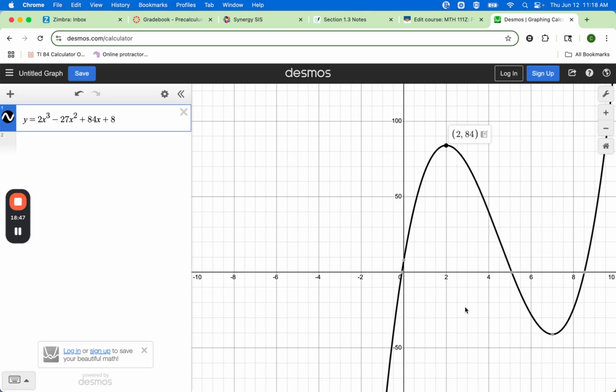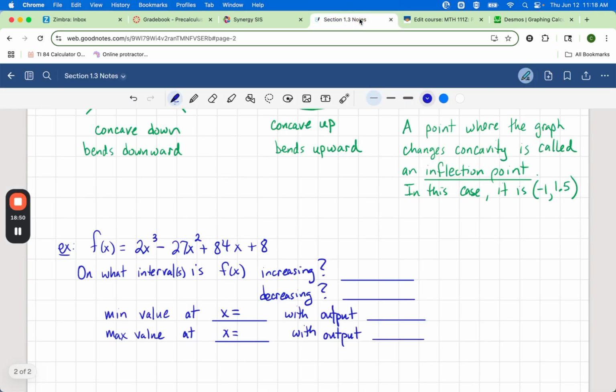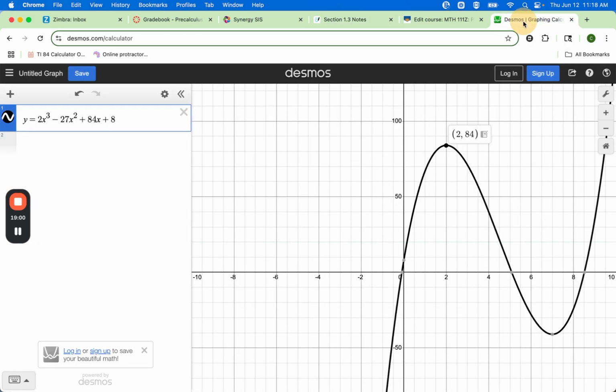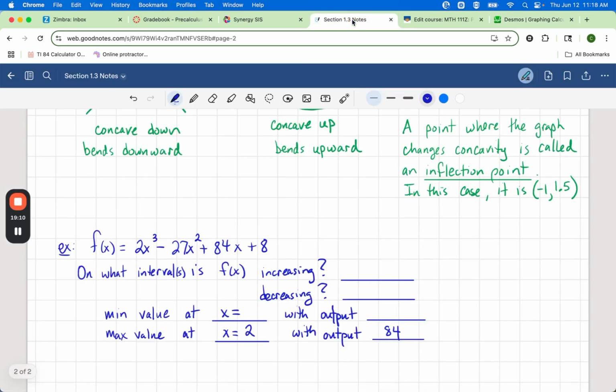So then I can go back here and say, okay, max happens when x equals 2 and the output is 84. And then I go back to Desmos and I could say, okay, my min value happens at x equals 7 and the output's -41. So I can go back to my paper or my MyOpenMath: x equals 7, output -41. And there's a Desmos app for your phone too. So if you want to use your phone to do Desmos, have at it.